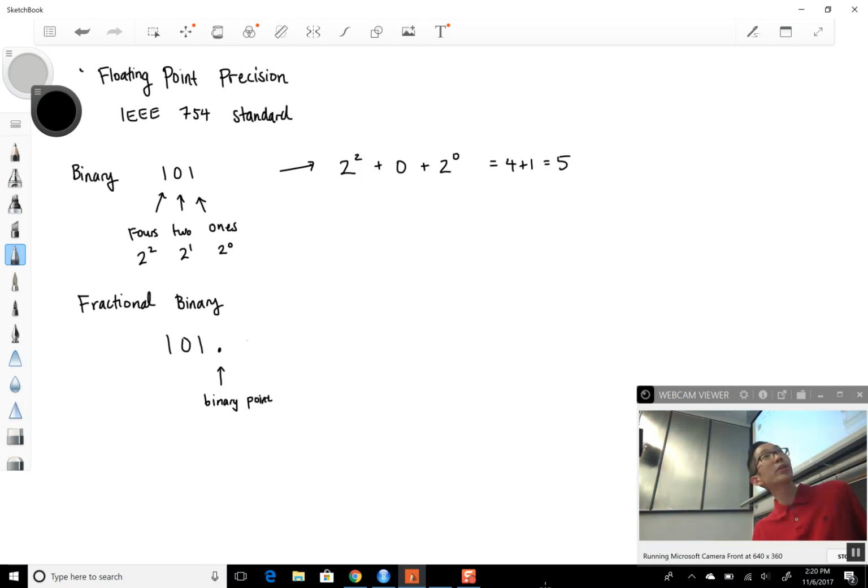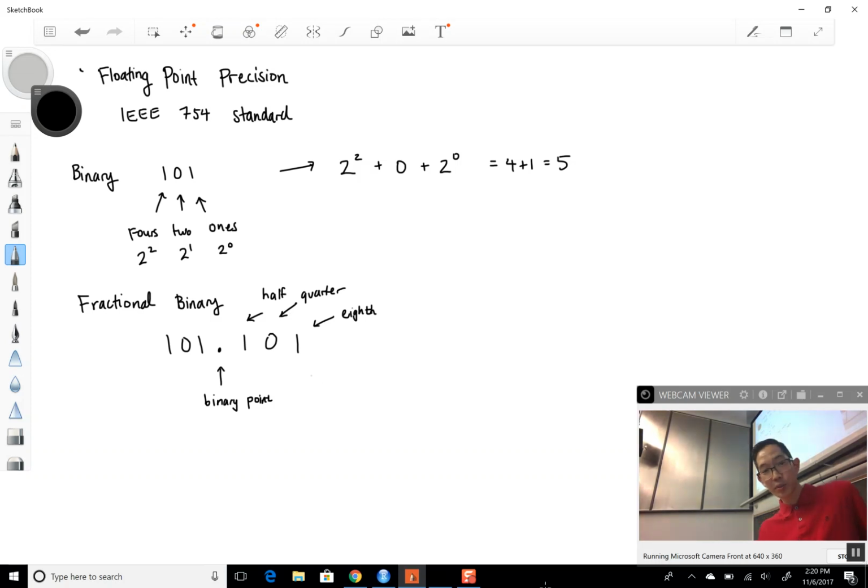Okay, and then so what do you think the first spot after the binary point would represent? Not the tenths, but the halves, right? This would be the halves, and this would be the quarters, and this would be the eighths, right? So this would be the half, quarter, and eighth.